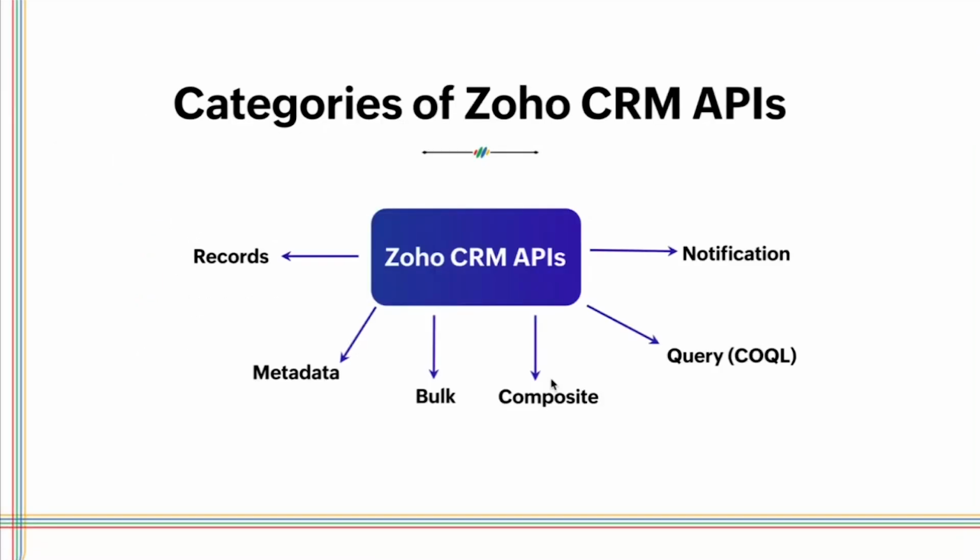Now, the different categories of Zoho CRM APIs. So we have records, metadata, bulk, composite, query, and notification APIs. Now, why do we have these categories? In Zoho CRM, you can perform a lot of operations. You can perform operations on the records. You can do bulk operations. You might want to query for certain records using certain operators on certain fields. You might want to get notified on data changes that happen in CRM. So based on the use case and based on what the APIs do, we've categorized them into all these categories. So let us just see what each of them means.